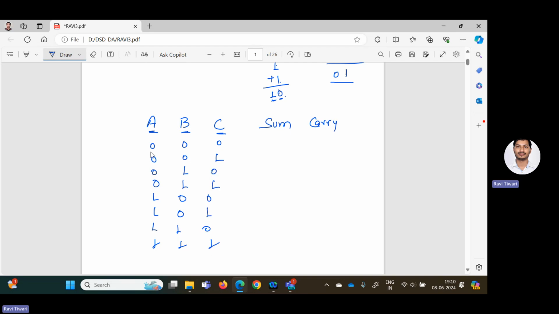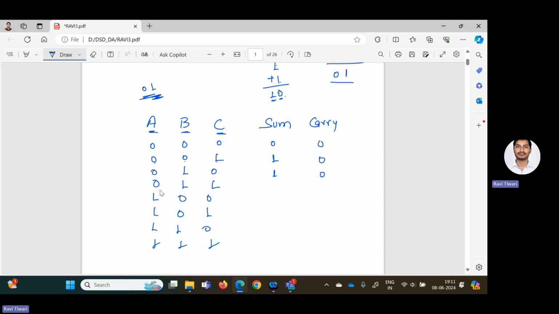Now you see, if you add 0 plus 0 plus 0, you will get output 0. So sum is 0 and carry is 0. Similarly, if you add 0 plus 0 plus 1, output will be 1. How can I represent 1? Sum is 1 and carry is 0. Similarly, if you add 0 plus 1 plus 0, output is 1, and I can represent 1 as 0, 1, right?